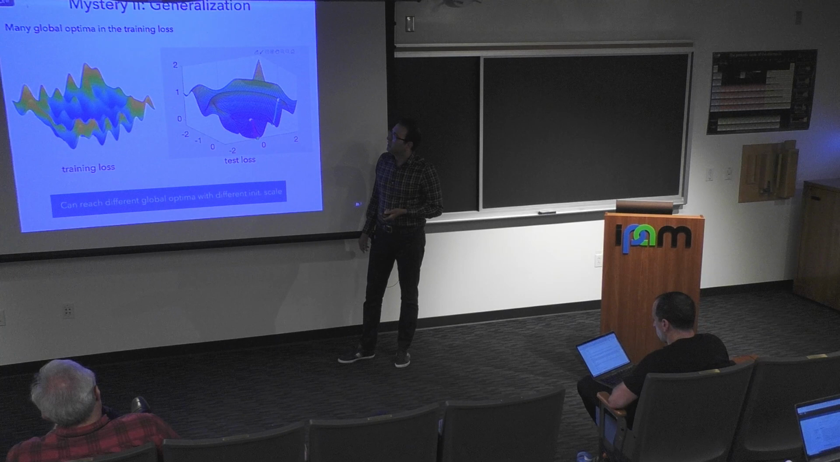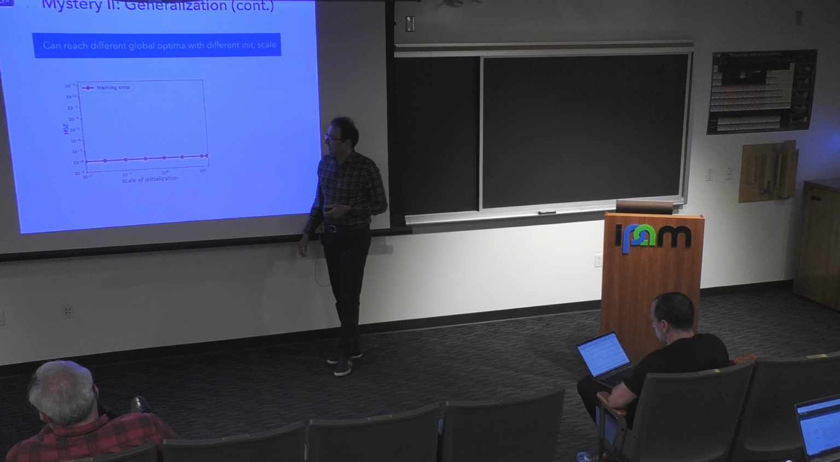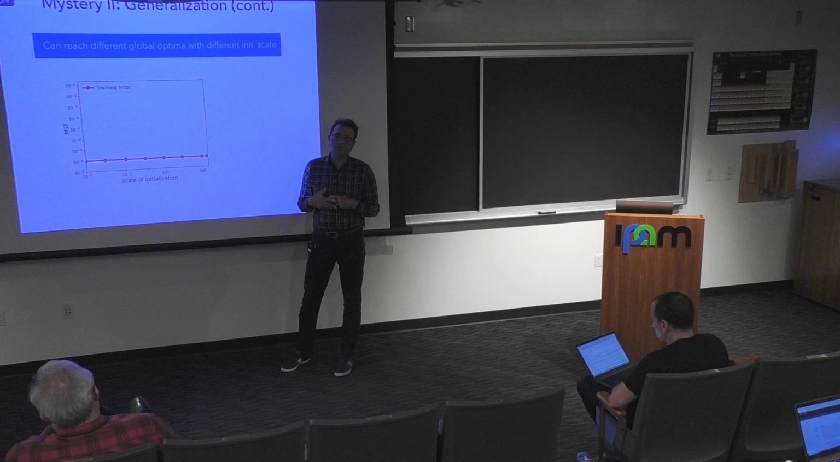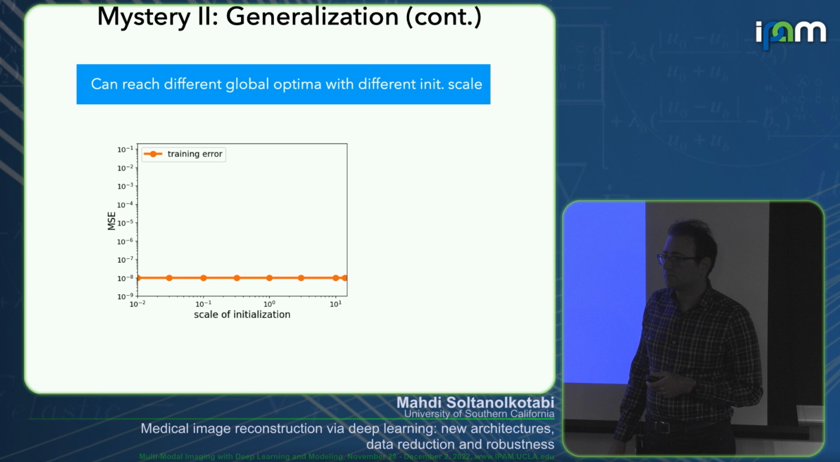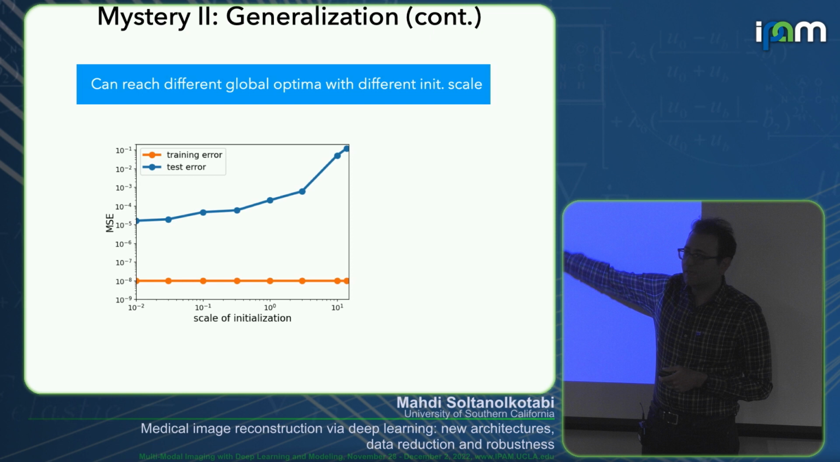Here is a good experiment to demonstrate this. In this experiment, it's still the same problem. The data is generated according to a one hidden layer network, and we are also fitting a one hidden layer network to the data. What we're doing is just changing the scale of random initialization in these experiments. You can see that in all cases, you get zero training error, but you get fundamentally different test behavior by just changing the scale of random initialization.